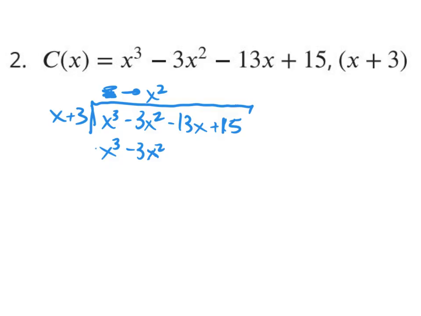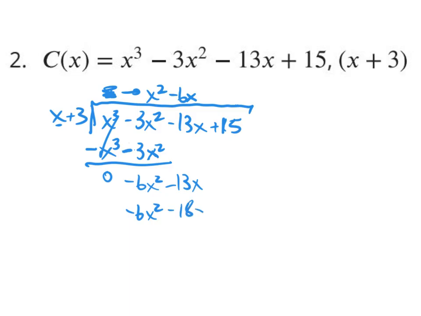Step 2, change both signs. Wait, I'm sorry, I wrote that too fast. That was positive 3. We changed the sign. It now becomes negative 3x squared. They cancel out. Same signs add. You get negative 6x squared minus 13x. Now we have to multiply to match the first term. The first term is negative 6x squared. So we have to multiply by negative 6x to get negative 6x squared. Negative 6x times 3 is negative 18x.